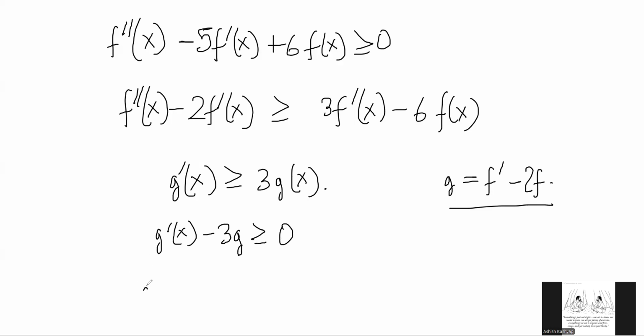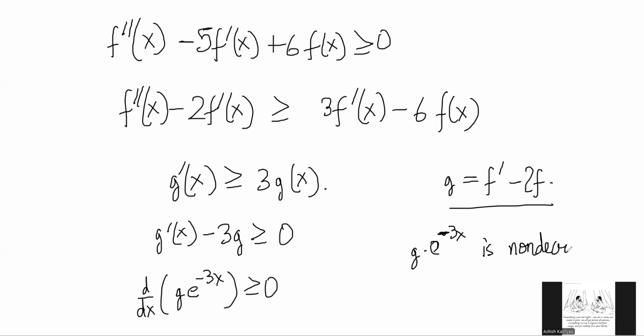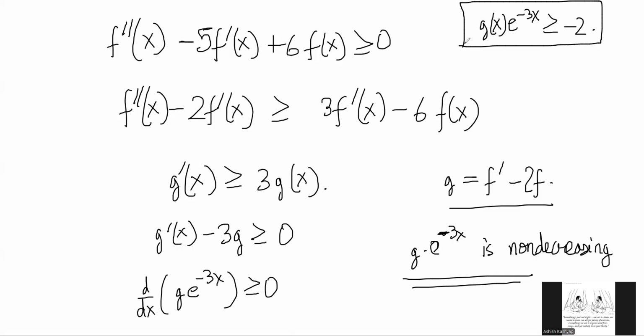Multiplying by the integrating factor, I can say d by dx of g into e power minus 3x is greater than or equal to 0, which means g into e power minus 3x is non-decreasing. The value of g at 0 is minus 2. So we can say that g of x e power minus 3x is greater than or equal to minus 2. Once we got this, I did simple stuff. I said g of x is greater than or equal to minus 2 e power 3x. And I wrote g of x as f dash minus 2f is greater than or equal to minus 2 e power 3x.